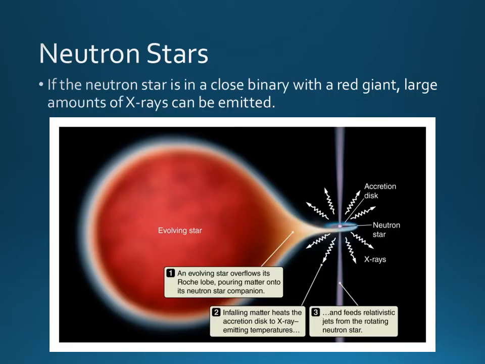If the neutron star is in a close binary with a red giant, large amounts of X-rays can be emitted. As the red giant expands, it fills its Roche lobe. Material can flow from the red giant to the neutron star, where it is accelerated and emits X-rays.